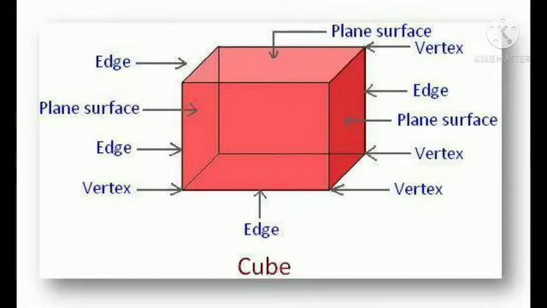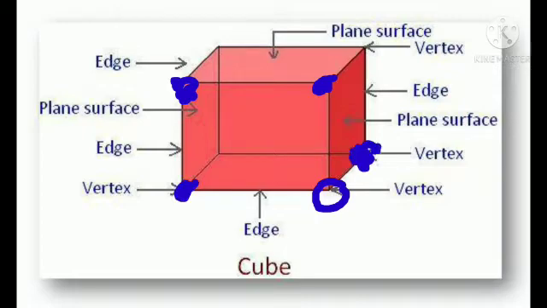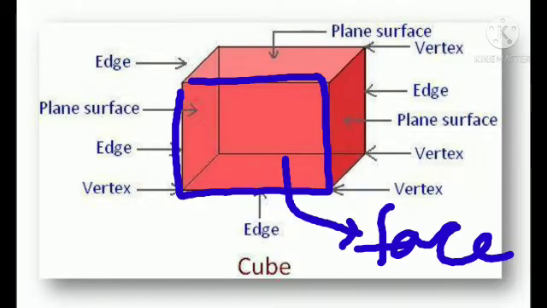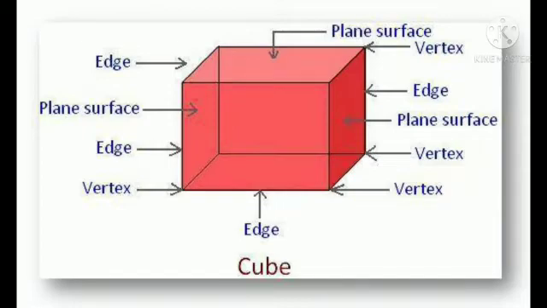Now let us count the corners, or we can say vertices in mathematical language. Okay, children? So let us count: 1, 2, 3, 4, 5, 6, 7, 8. So it has 8 vertices. Children, this blue marked boundary is known as a face. Okay, so it has 6 faces. Just now I have shown you with the help of a video.